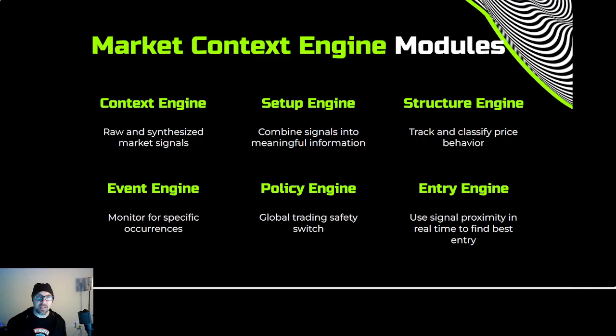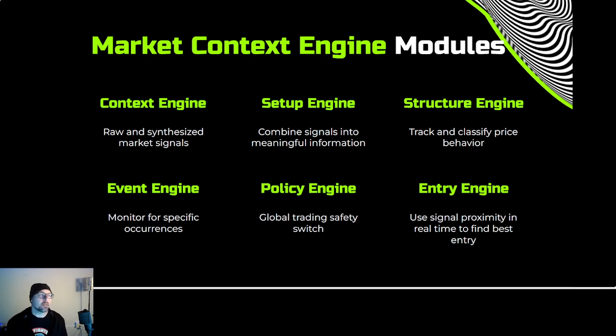And we've got the event engine that is looking for things that occur as time plays out. So that would be things like a break of structure, an impulse candle, stuff like that. So we're looking for those when they happen. They are capable of triggering other decisions downstream, so they're important to the way that the engine works.